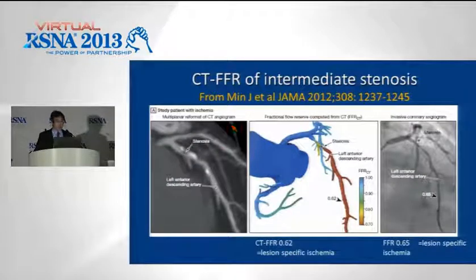So here's an example from JAMA from Dr. Min. You can see an intermediate stenosis. If you eyeball that, it is 60% maybe. But when you do the CT FFR, the FFR is obviously abnormal, 0.62, lesion-specific ischemia, which correlates with the cath, or the FFR obtained at the time of cath.